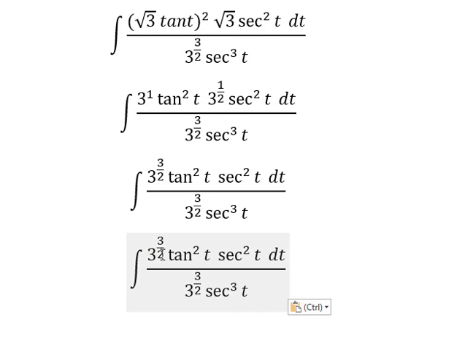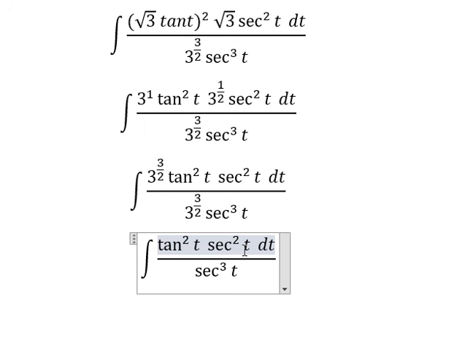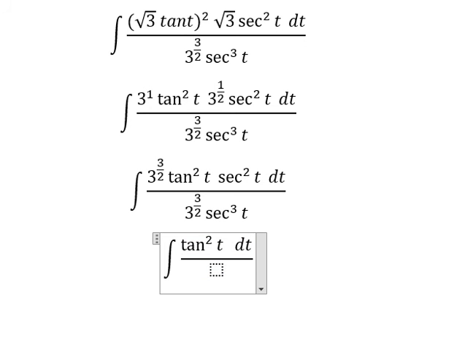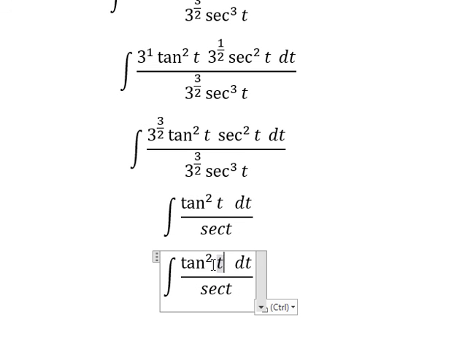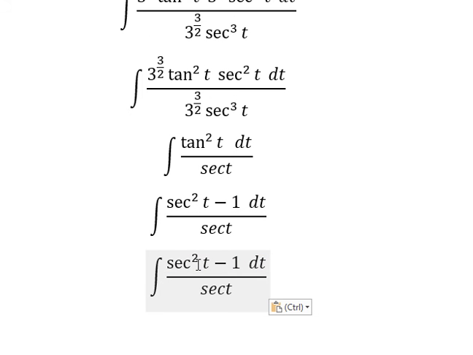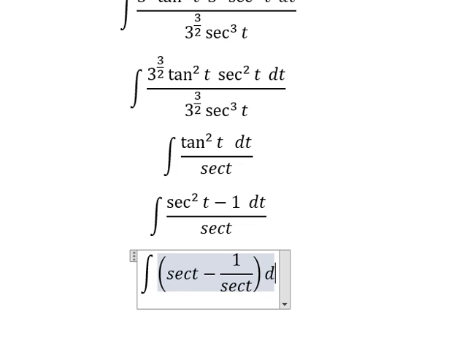And now we need to simplify this one by this one. Secant squared t simplified by secant squared t in here. And now tan squared t, we change to secant squared t minus 1. Secant squared t divided by secant t, 1 divided by secant t. You get secant t minus 1 over secant t. And we have dt.